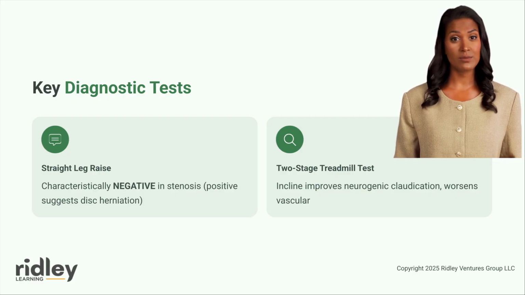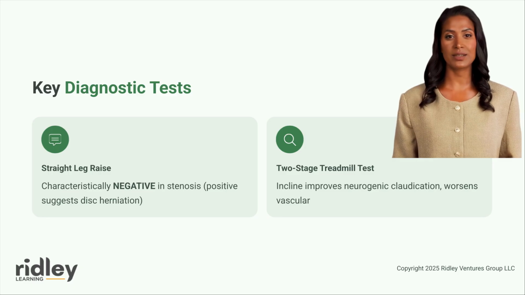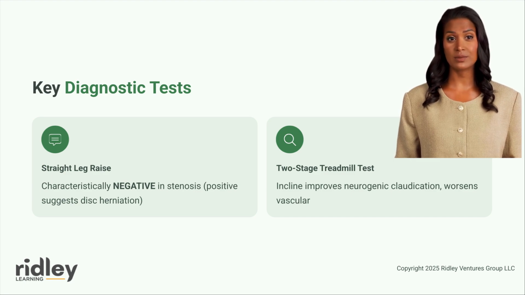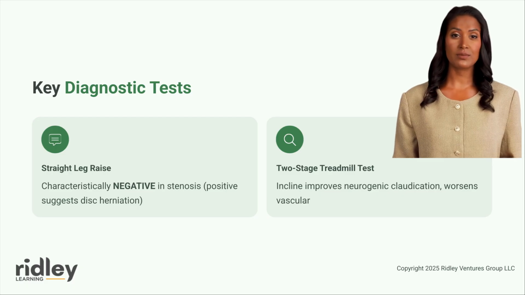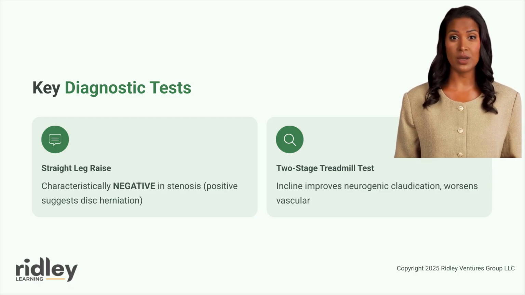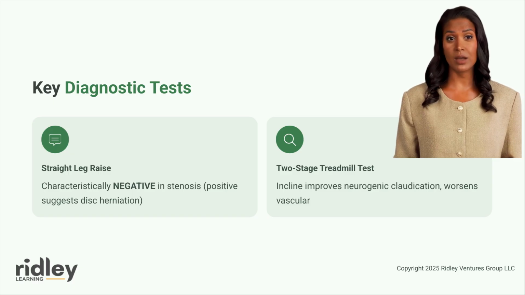The two-stage treadmill test provides a provocative assessment that can differentiate neurogenic from vascular claudication. The patient first walks on a leveled treadmill until symptoms develop. After recovery, the patient walks on an inclined treadmill at the same speed. Patients with neurogenic claudication demonstrate improved walking tolerance on the inclined surface due to the trunk flexion induced by uphill walking. Patients with vascular claudication demonstrate worse performance on the inclined surface due to the increased metabolic demand.